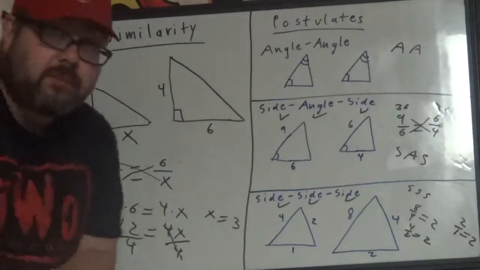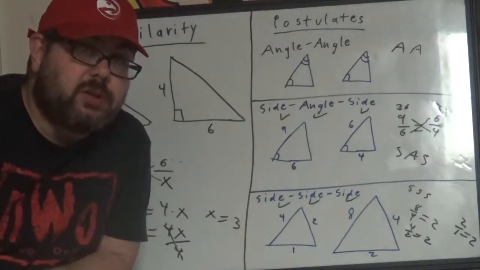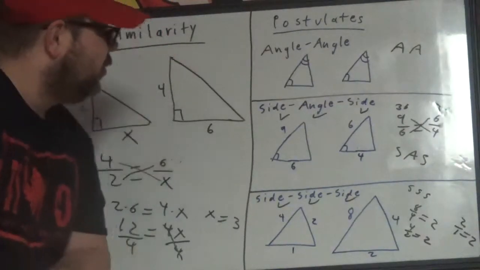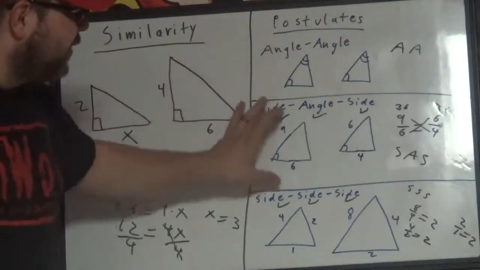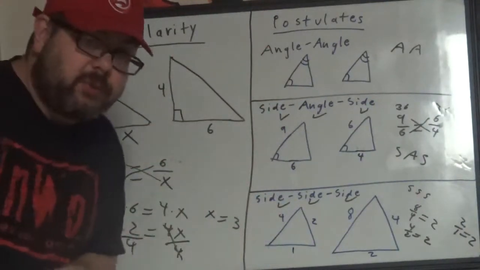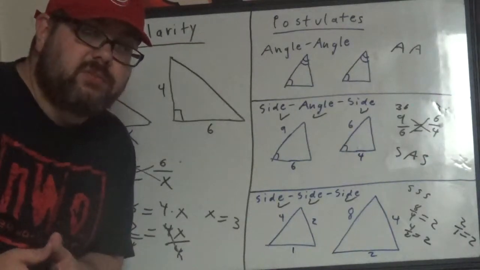So anyway, that's similarity. It's a lot of information. The main thing to remember is remembering the postulates and remembering how to set up your proportions. If you can do that, this shouldn't be too difficult.